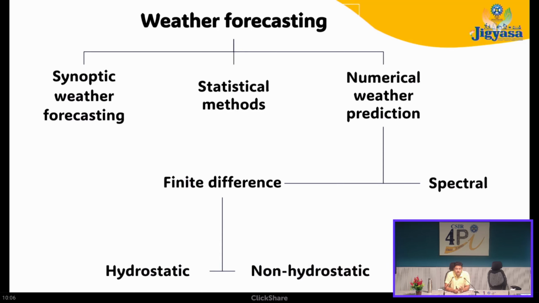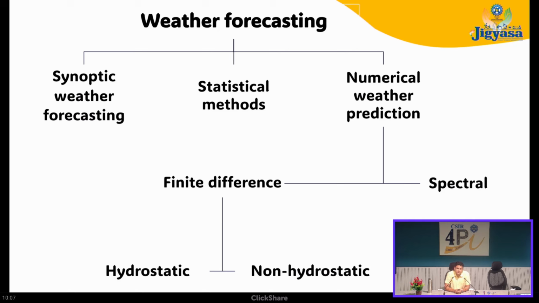So conventional weather forecasting actually has three components. Apart from AI/ML driven forecasting, we have three types of forecasting system. One is synoptic weather forecasting, second is statistical, and third is numerical weather prediction. Numerical weather prediction has two further components: finite difference, which is called grid models, and spectral models. We'll be discussing mostly the finite difference, that is, grid models.